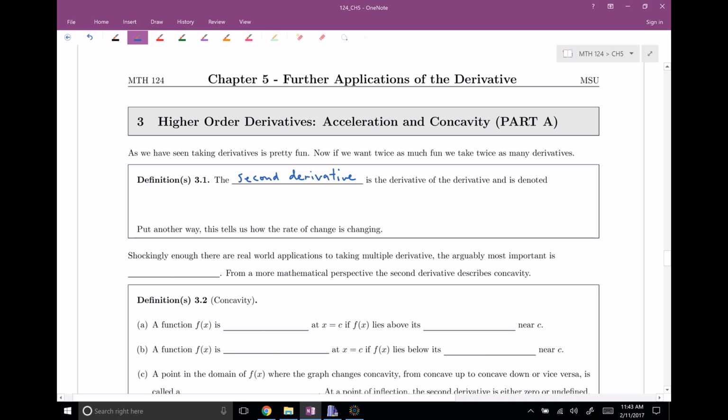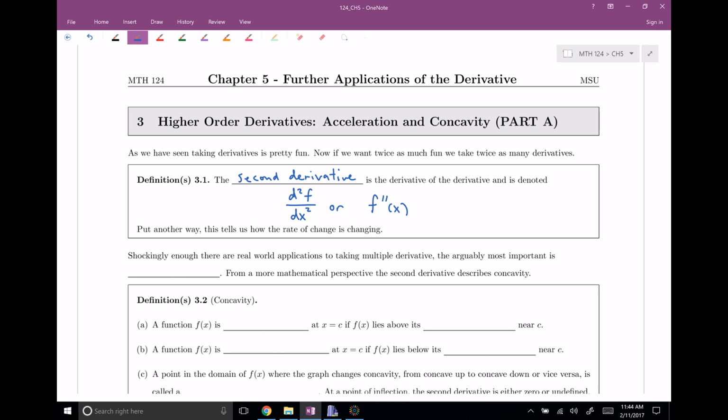So we're going to take the derivative of the derivative function, and this is denoted in two different ways. If you use the Leibniz notation, this would be d squared f over dx squared, if you'd like. Or equivalently, we're going to use more often f double prime of x. So again, this is the derivative of the derivative. This tells us how the rate of change is changing. I know, it's like a dream within a dream.